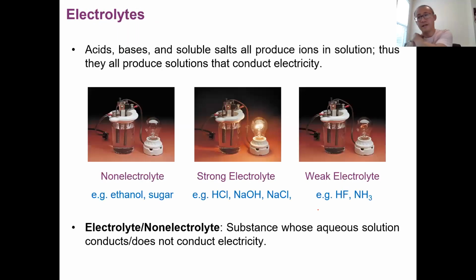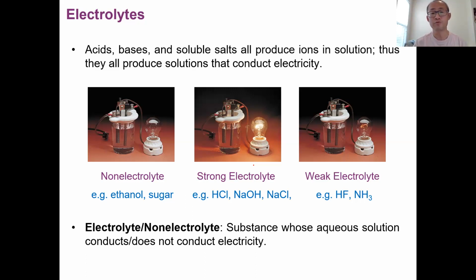Okay, and finally, the last topic of this class. We're going to talk about something also related to acids, bases, and salts, that is electrolytes. Now, the definition of this word, electrolytes, came from this very famous experiment.